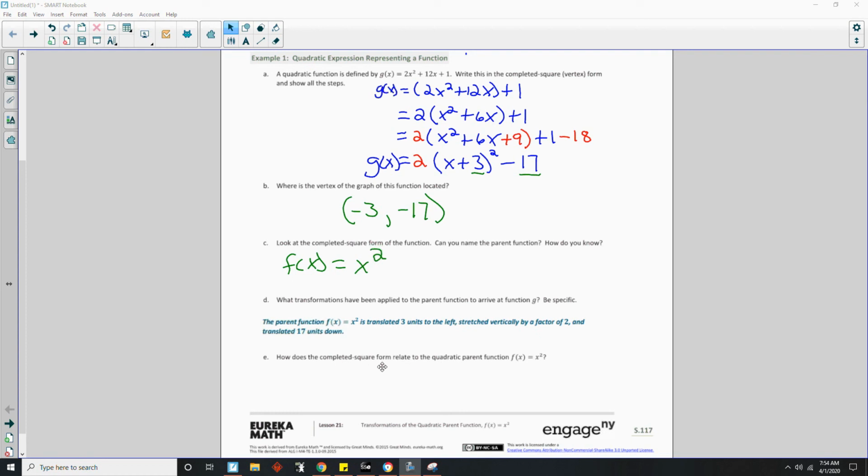E says, how does the completed square form relate to the quadratic parent function f of x equals x squared? Okay, so you would say the completed square form can be understood through a series of transformations of quadratic parent function f.